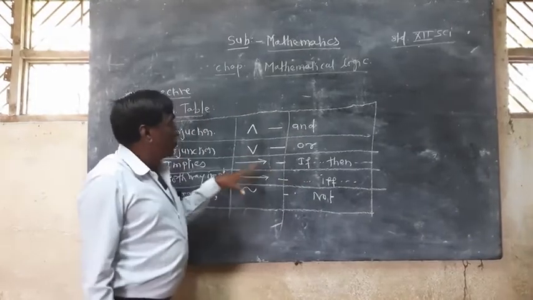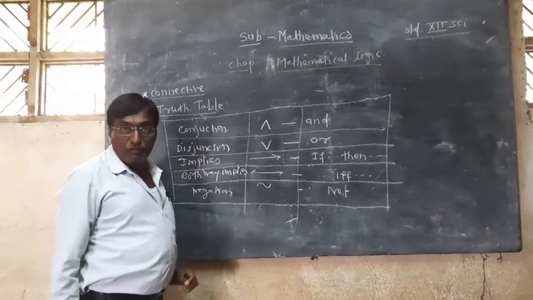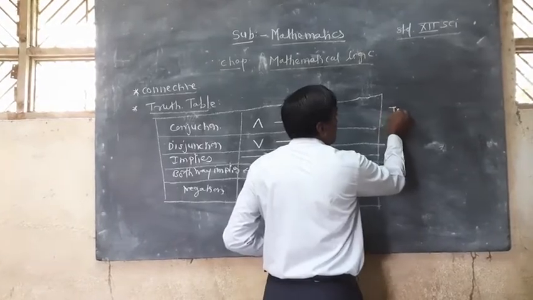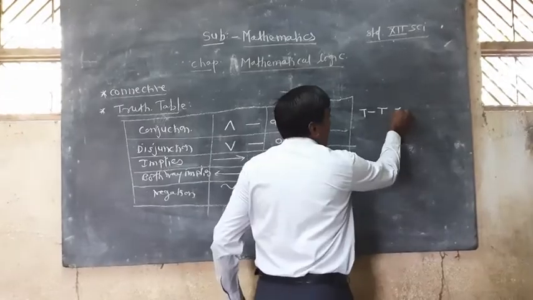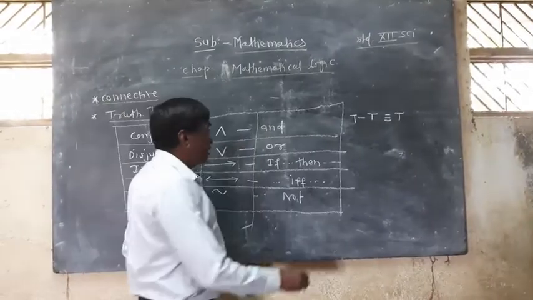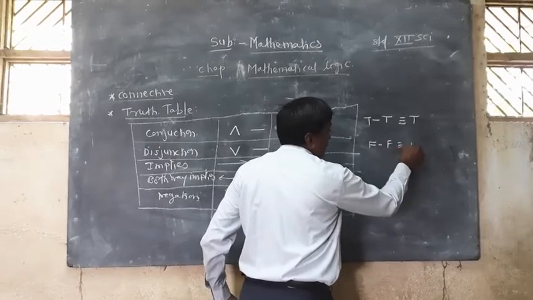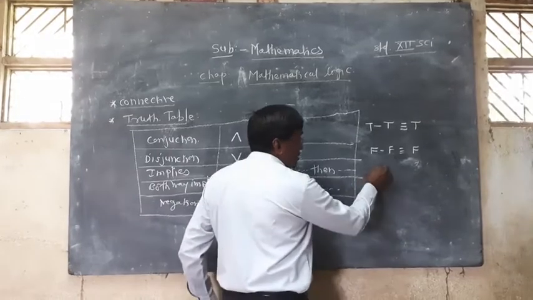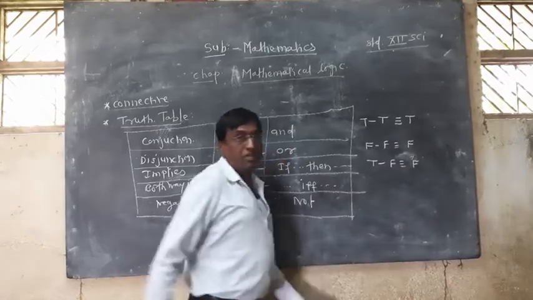After this, we create some techniques for construction of the truth table. So we observe like this. For conjunction, if both sides are T, that is the first statement is true and the second statement is true, then your answer is true, otherwise it is false. In case of or, if both statements are false, then you write false, otherwise it is true. In case of implies, if the first statement is true and the second statement is false, then the answer is false, otherwise the answer is true.